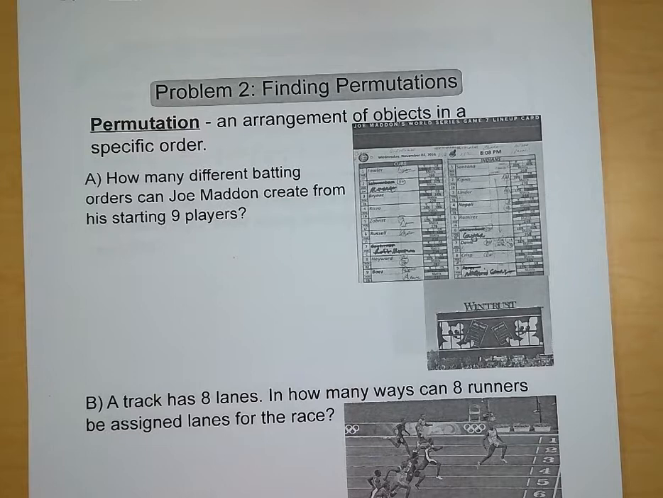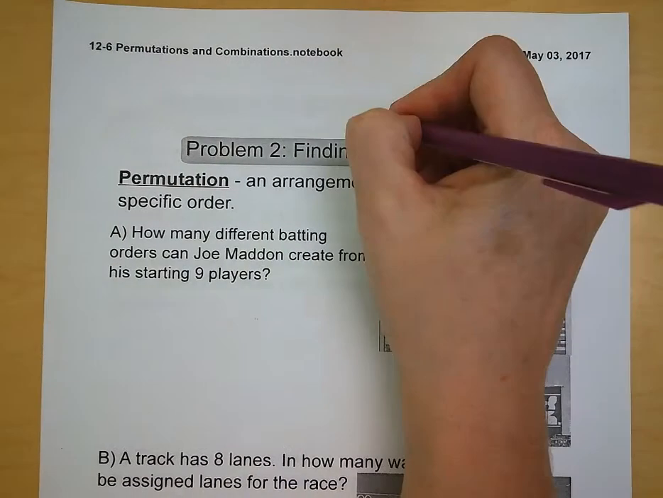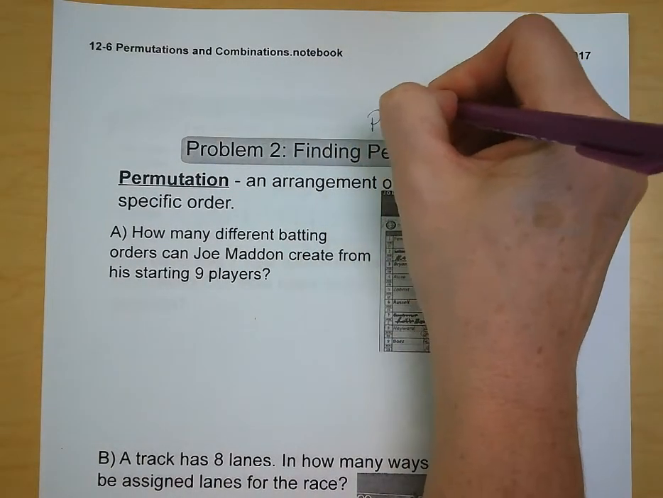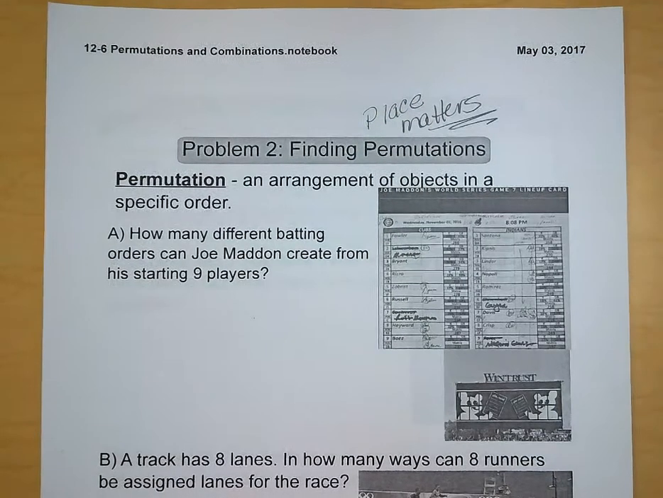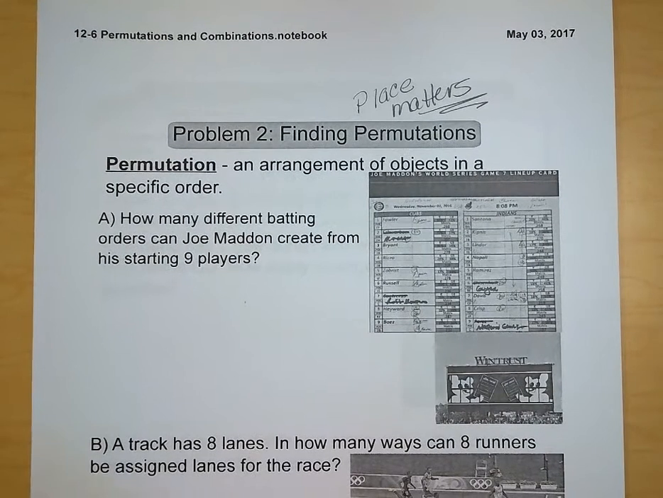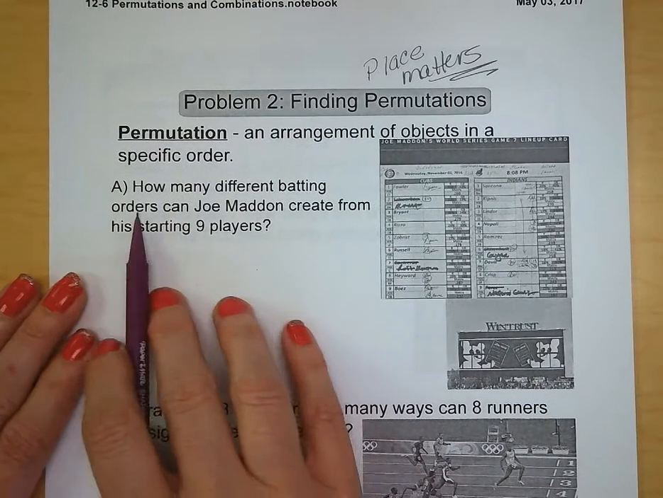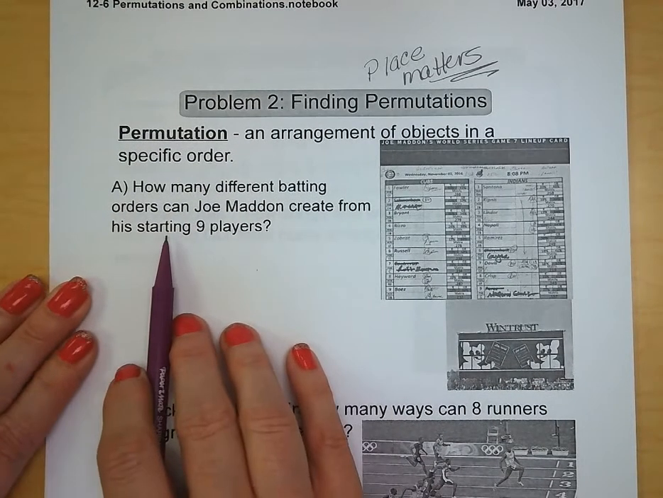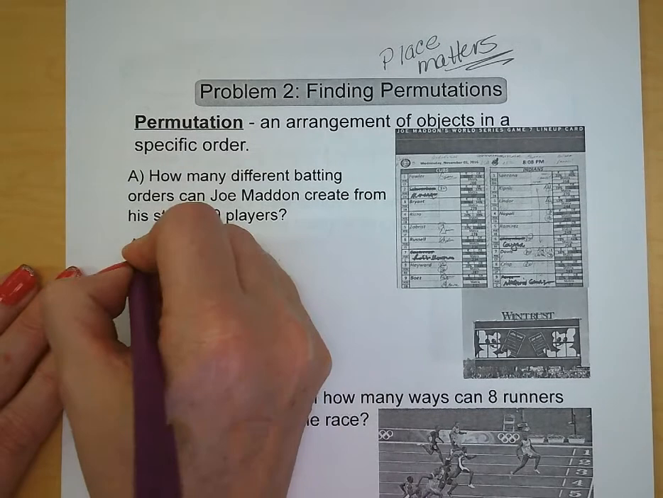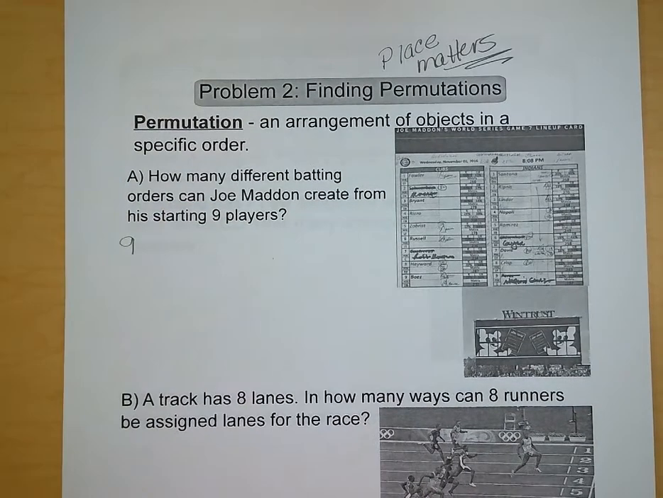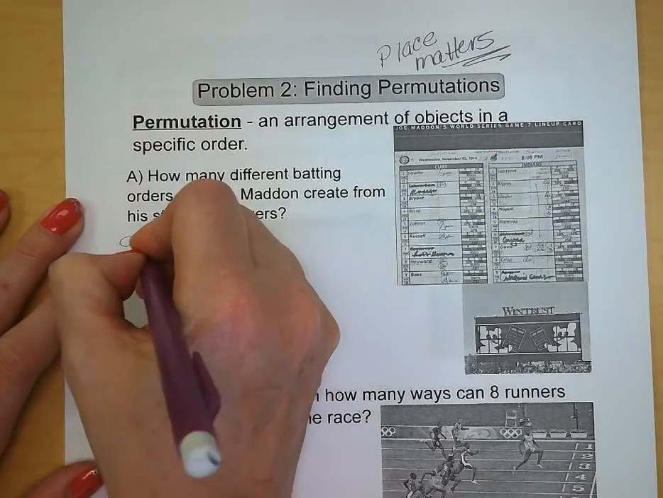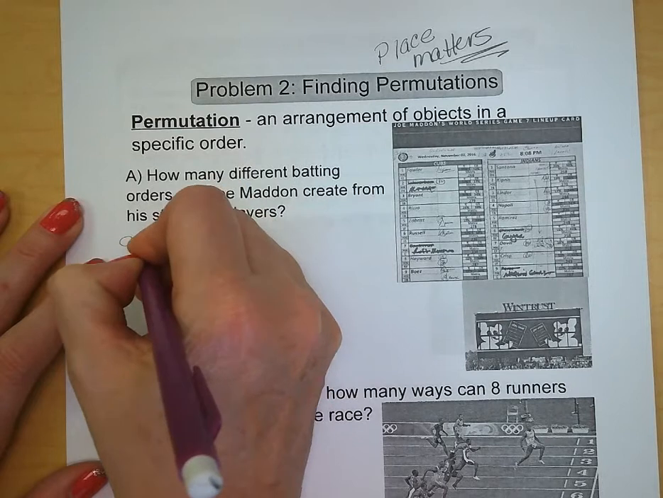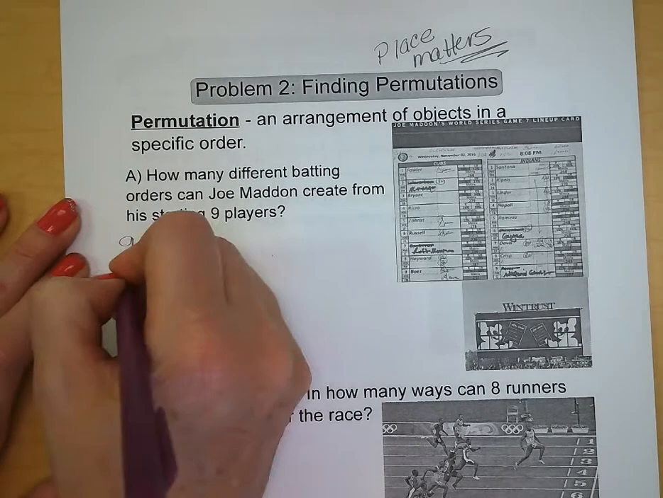All right, problem 2 is finding permutations. Permutations are an arrangement of possibilities in a specific order. Okay, so we're taking them and the place matters. So, in a baseball lineup, how many different batting orders can Joe Maddon create from his starting 9 players? In that first spot in the lineup, you have 9 possible players that can go there. In the second spot, there are only 8 players left because 1 is already in the first spot.